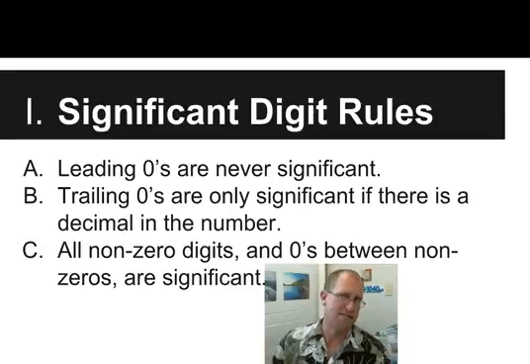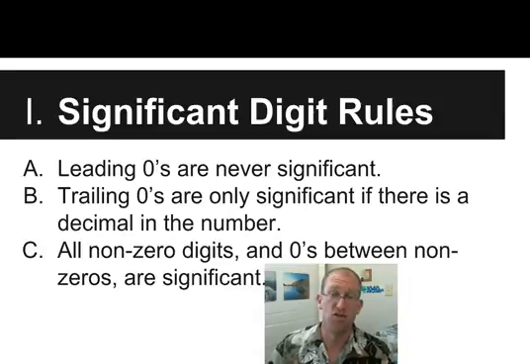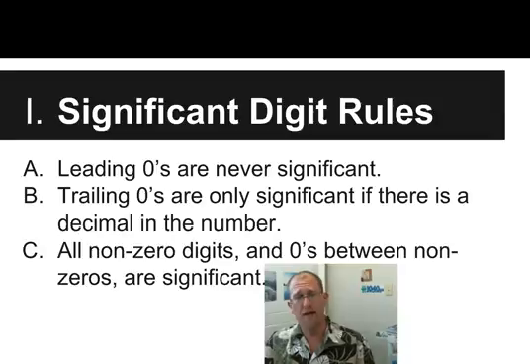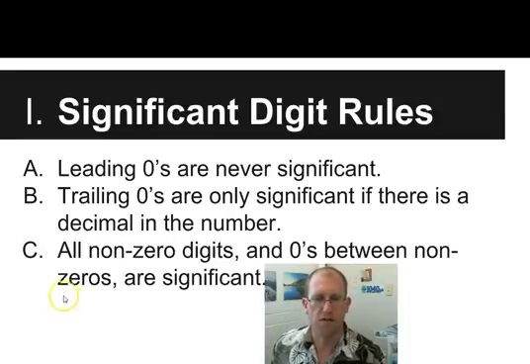So in a number like 700, if I don't put a decimal point after it, it's just 700, then there's only one significant digit. The trailing zeros don't count unless there's a decimal point, okay? Then the third rule is that all non-zero digits, or any zeros that are in between non-zero digits, are significant. Those are the ones that matter, okay? So let's look at some examples here, shall we?